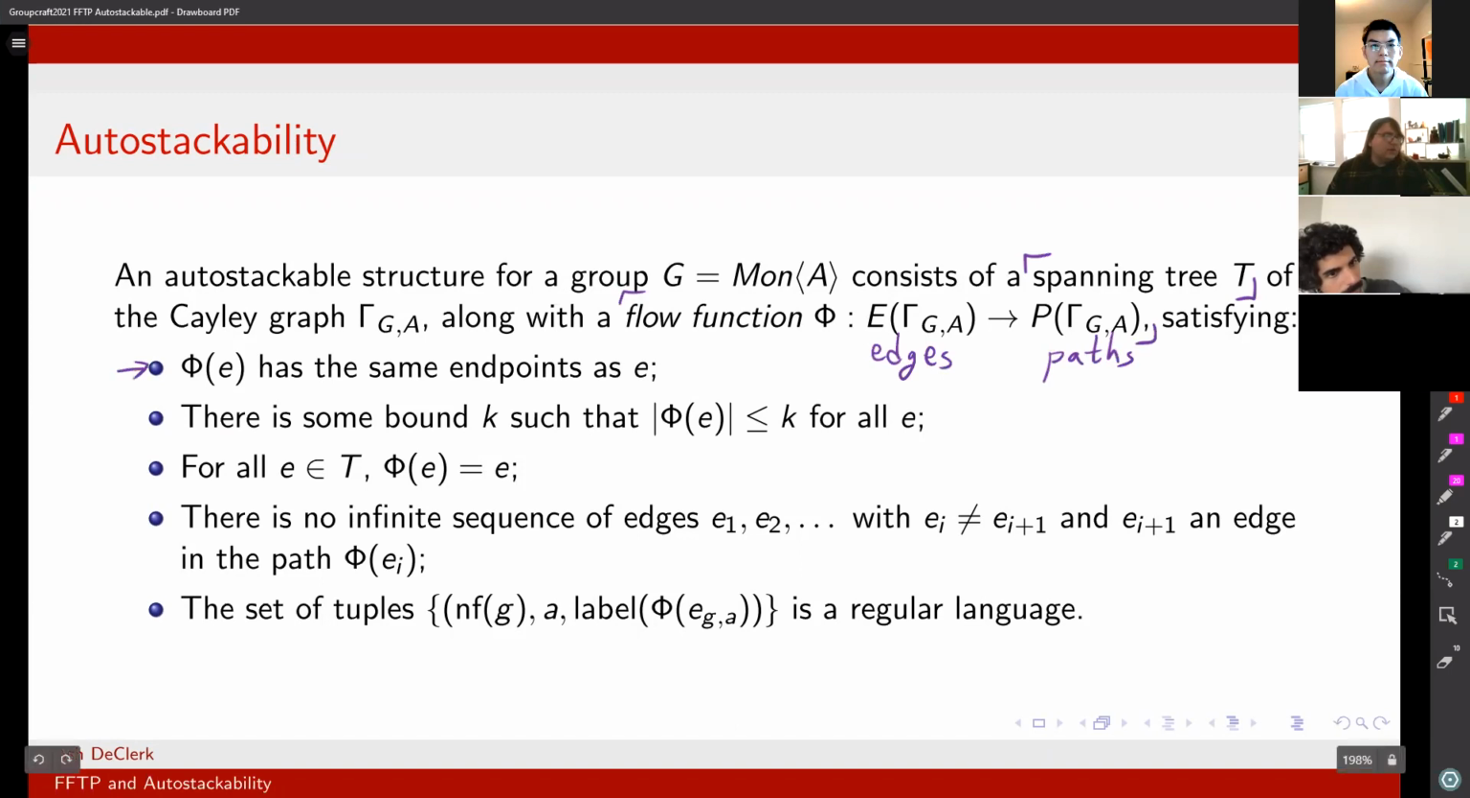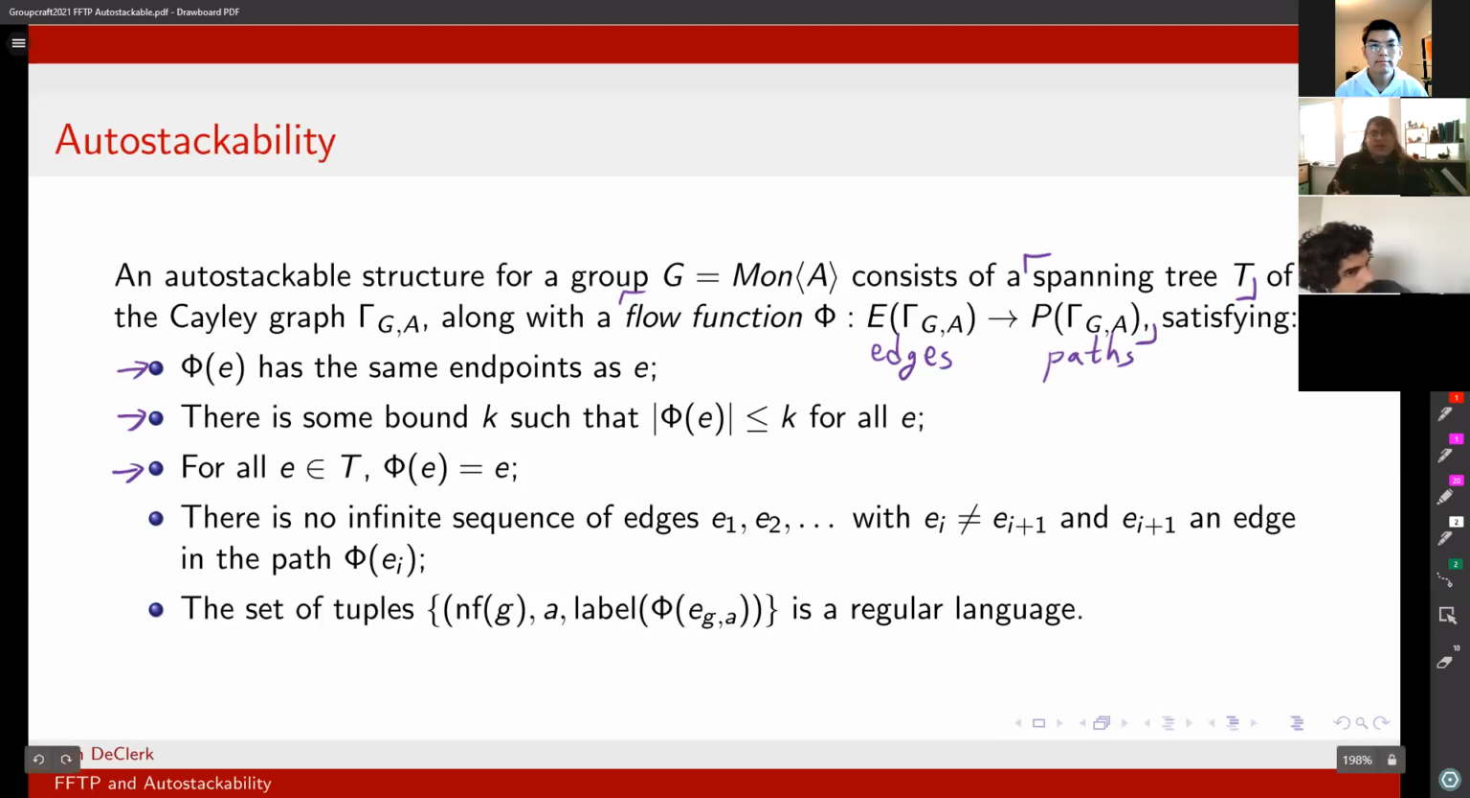So first, our flow function takes an edge to a path with the same endpoints. So phi of E has the same endpoints as E itself. Second, there's some global bound K such that all of the paths that we get out of this flow function have length at most K.